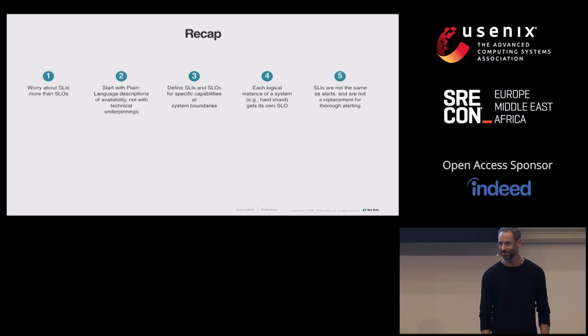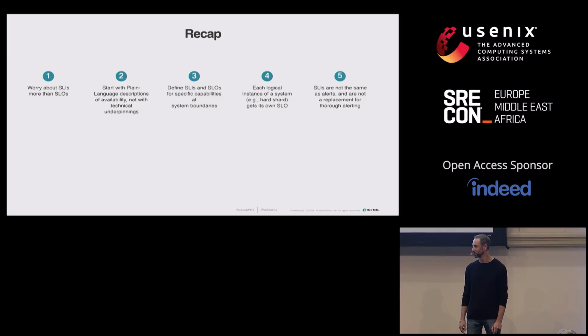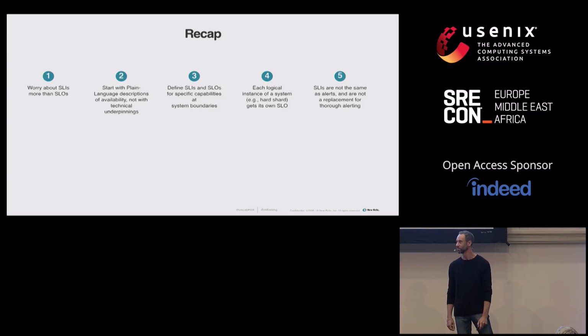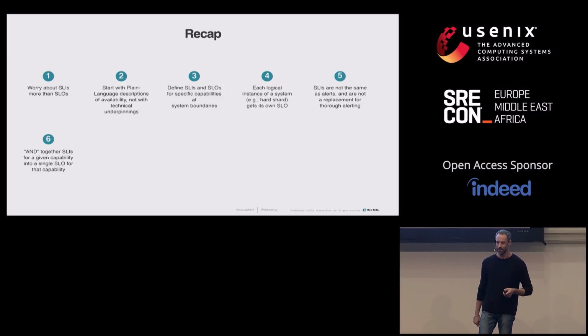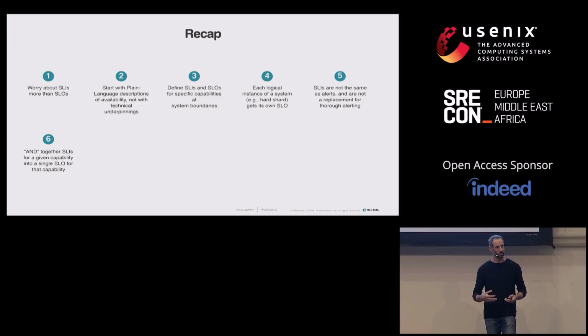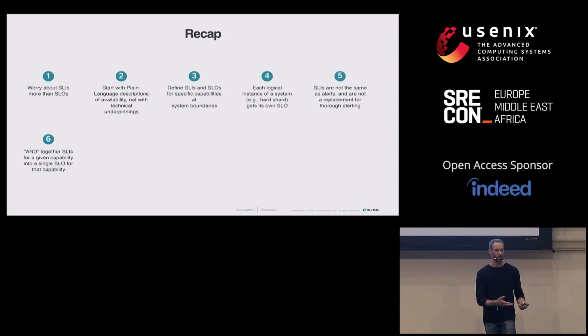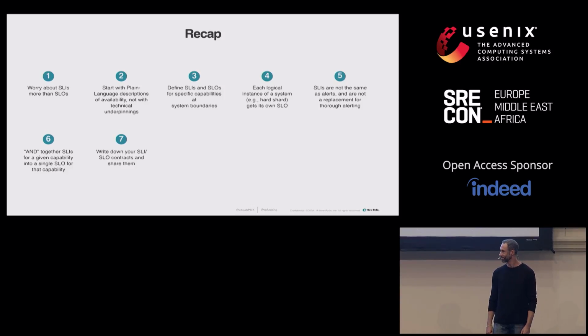SLIs are not the same as alerts. Do not page on them. They're not a replacement for thorough alerting. Yes. You can logically AND together SLIs for a given capability to generate a single SLO for the capability that might be easier for folks to understand. And write down your SLI and SLO contracts and share them. Don't keep them secret. They are not secret.